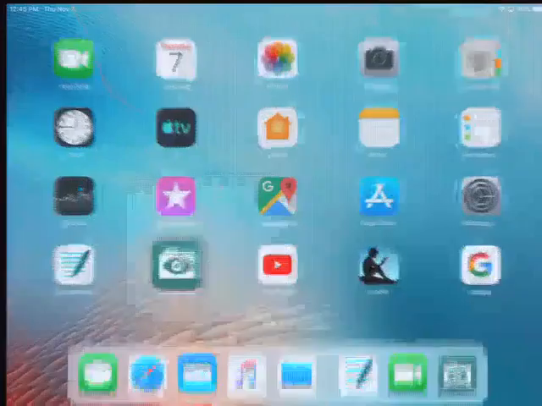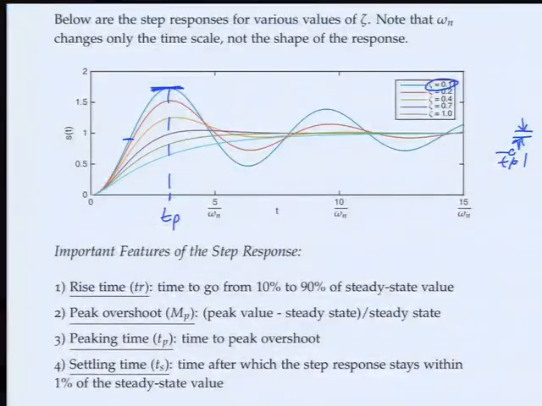Or relate those features to omega n and zeta? They are really easy once we have this expression for y of t. Okay?